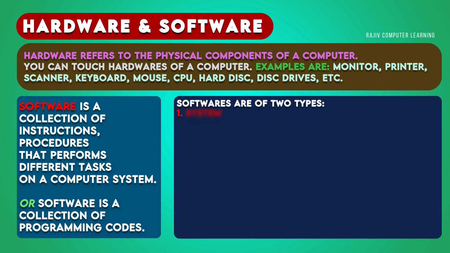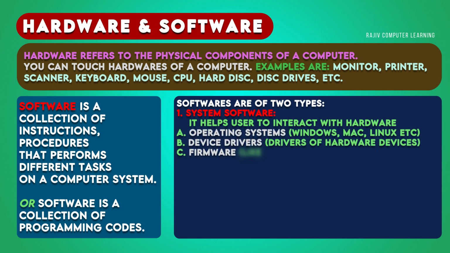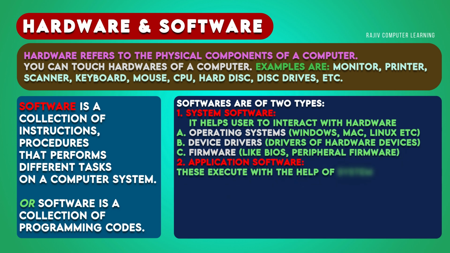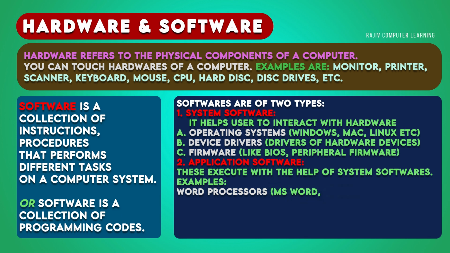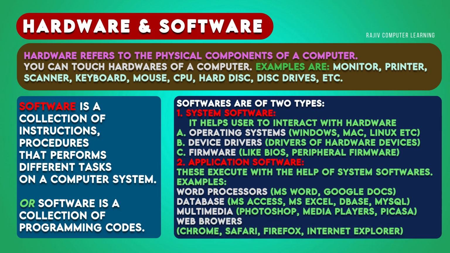Software is of two types. One is system software, the other is application software. System software helps the user to interact with hardware. Examples are operating systems, device drivers, and firmware. Application software executes with the help of the system software. Examples are word processors, databases, multimedia, web browsers, etc.